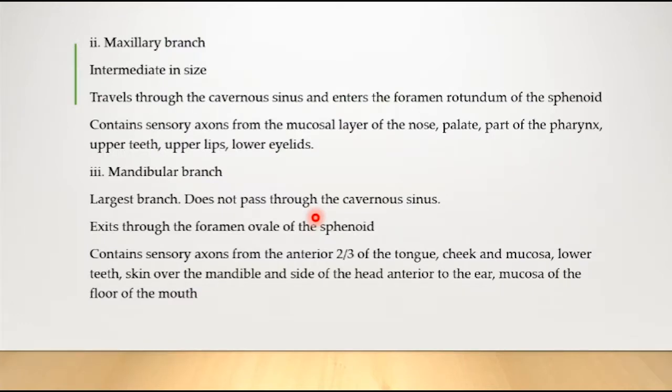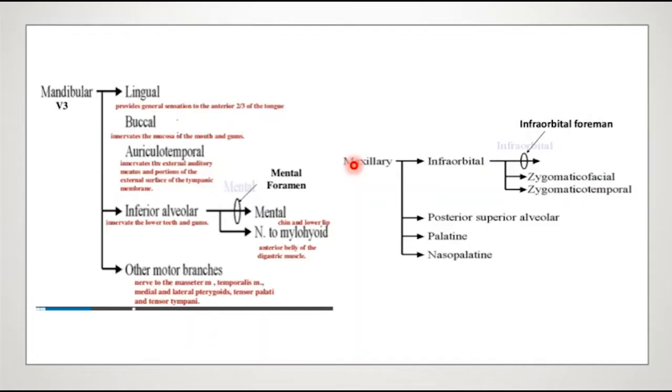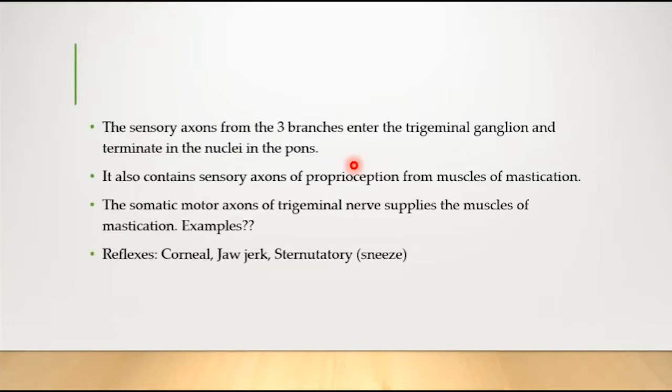The maxillary branch is intermediate in size. It travels also through the cavernous sinus, enters the foramen rotundum of the sphenoid, and it contains sensory axons to the mucosal layer of the nose, the palate, part of the pharynx, the upper teeth, the upper lip, and the lower eyelids. Then the mandibular branch is the largest branch, and of note, it does not pass through the cavernous sinus, and it exits through the foramen ovale of the sphenoid. And it contains sensory axons to the anterior two thirds of the tongue, the cheek mucosa, the lower teeth, the skin over the mandible, and the side of the head anterior to the ear, and the mucosa of the floor of the mouth.